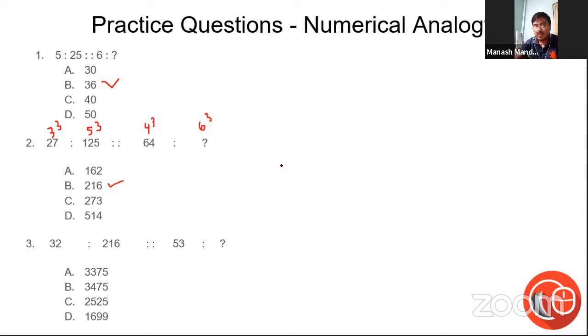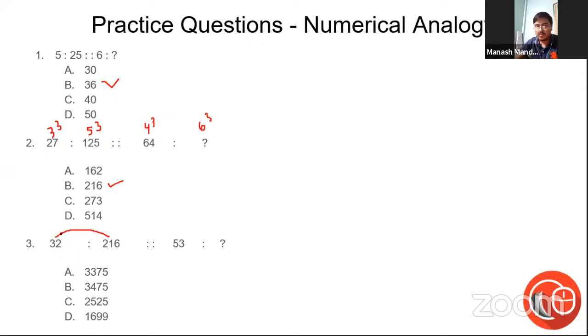Okay, Kushpreet has answered this as 1699, option D. Kushpreet, can you tell me the logic behind it? How did you get option D? Okay, you're making a guess. Guessing won't work here. You have to find out how this 32 can become 216.